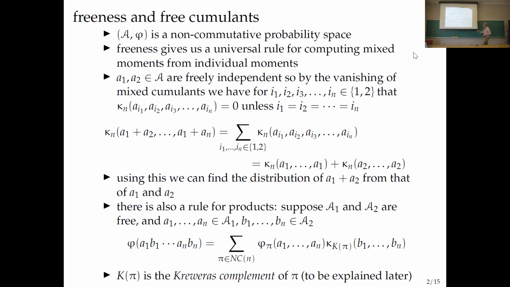So this is a kind of a convolution product. So you have two strings, from one subalgebra, another one from another, and they are free, and then you alternate. And it says this is the moments of one and the cumulants of the other summed over partitions, but you have to change. You put a pi here, and there's another one called the Kreweras complement, which we'll explain in a bit.